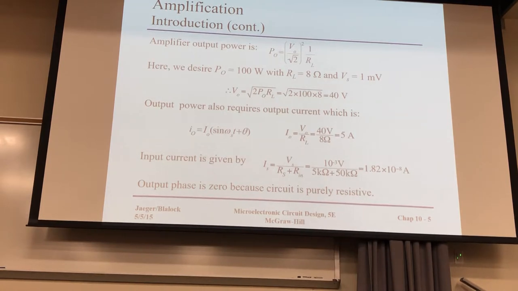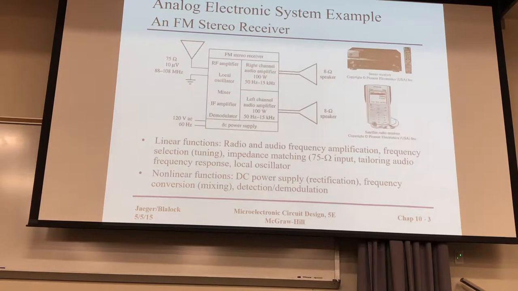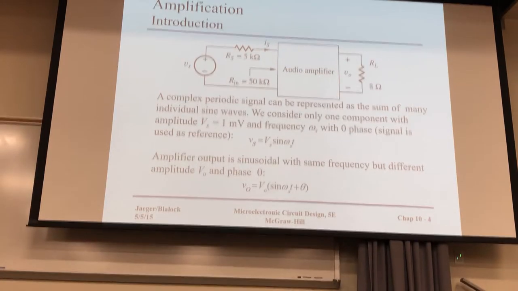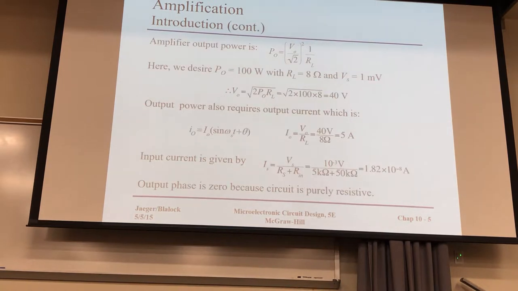With the assumption that we desire the output power to be 100 watts, and we also assume that the load resistance is 8 ohm and the source voltage is 1 millivolt, we can calculate the output voltage based on the first equation for power, right? We can just change it to Vo equals square root of 2 times Po times Ro. Do you have any question about this transfer from the first equation to the second equation? We all understand that, right?